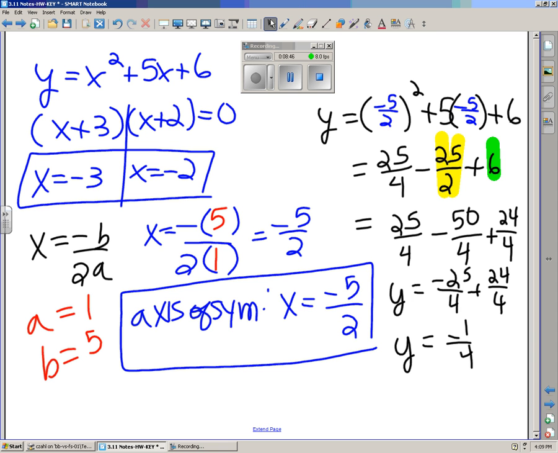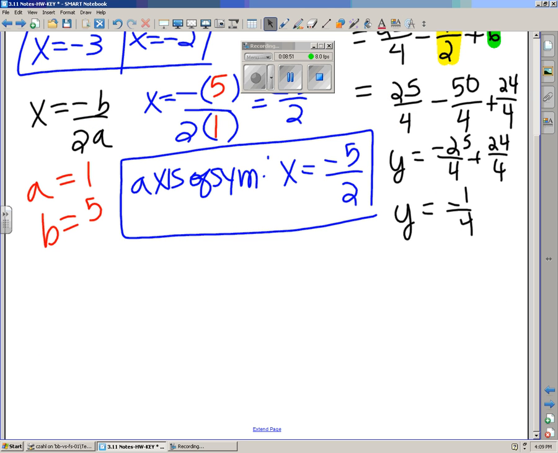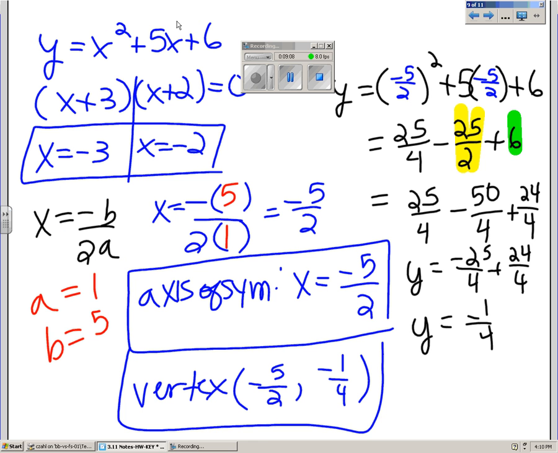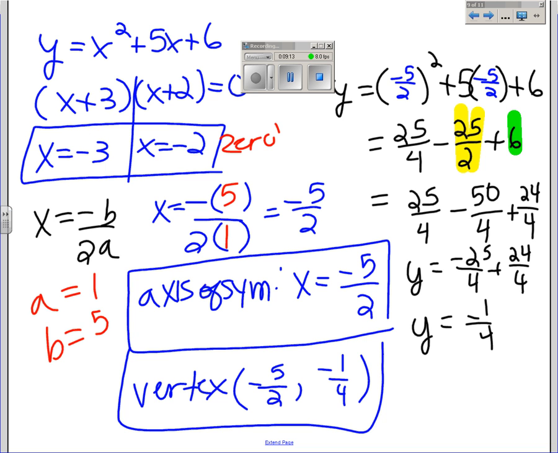So the vertex ends up being when you get negative 5 halves for x, you get negative 1/4 for y. Feel free to turn these into decimals if you want. Not a big deal. But there's your answer. So zeros are here. Axis of symmetry here. Vertex here. We got one more to go.